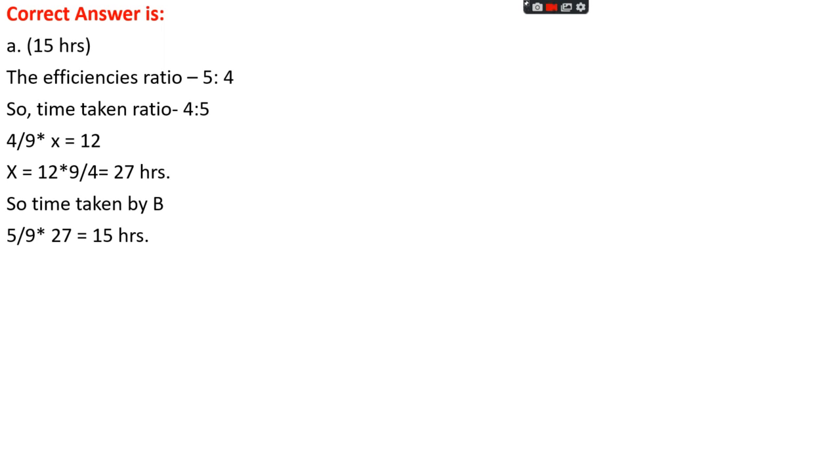If the whole work is 9, A finished the work in 12 hours. So 4 by 9 into the whole work x is equal to 12. So we got the whole work, which is 27 hours. So the time taken by B is the ratio 5 by 9 into 27, which gives us 15 hours.